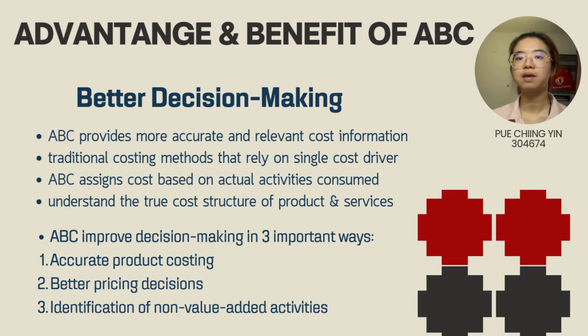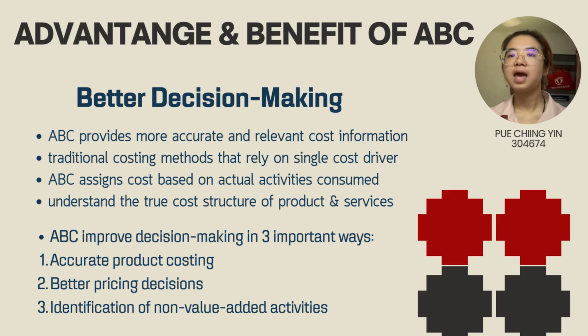This directly improves decision making. With ABC, managers can make more informed decisions regarding price, product selection, and cost control. Instead of relying on estimates or distorted data, they are able to base decisions on realistic cost information, which reduces the risk of making incorrect business decisions. ABC improves decision making in three important ways. First, accurate product costing, better price decisions, and identification of non-value-add activities.